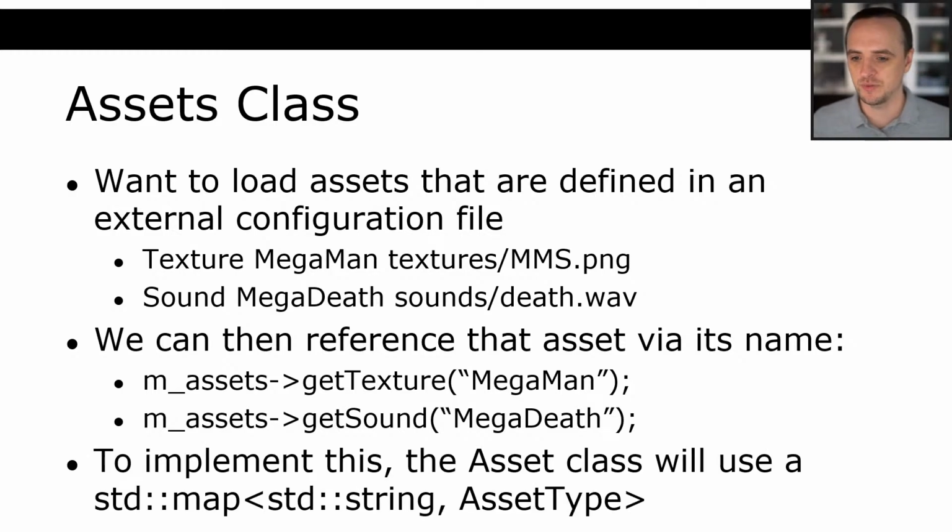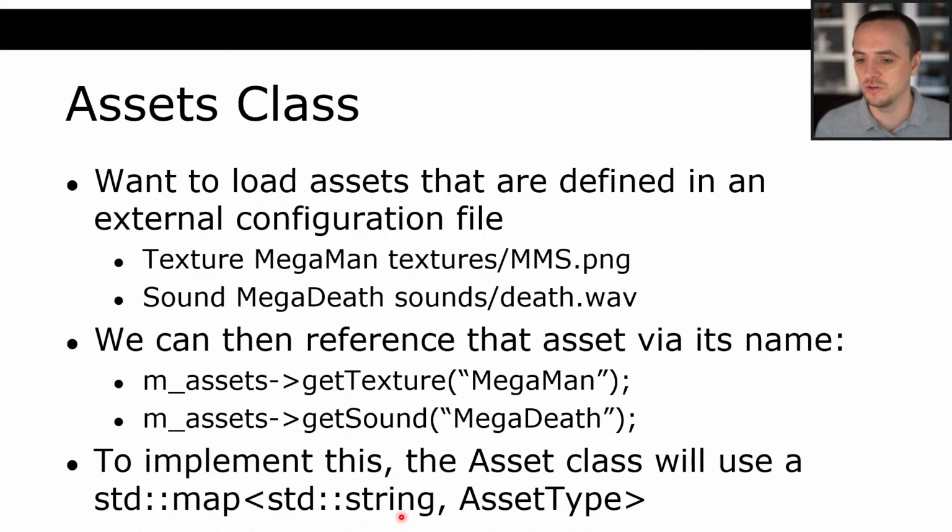So, to implement this, the assets class is going to have another map, and we're going to be mapping from strings to asset types. But just keep in mind, this class is a balance between usability, learnability, and efficiency. So no, this is not the absolute fastest way to do this, but it is the easiest way to do this, and it is still quite efficient.